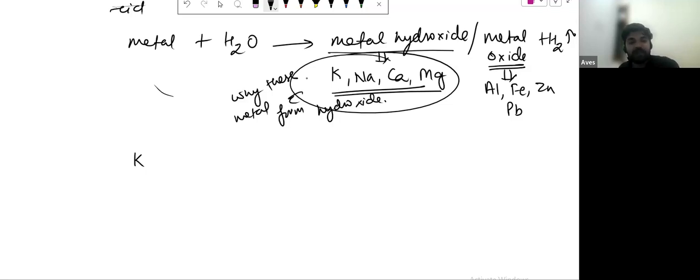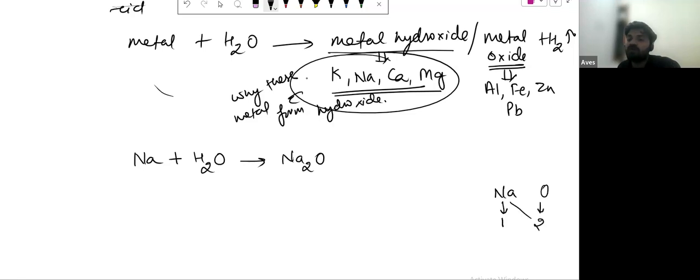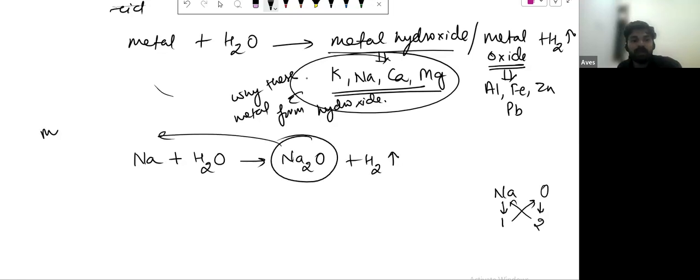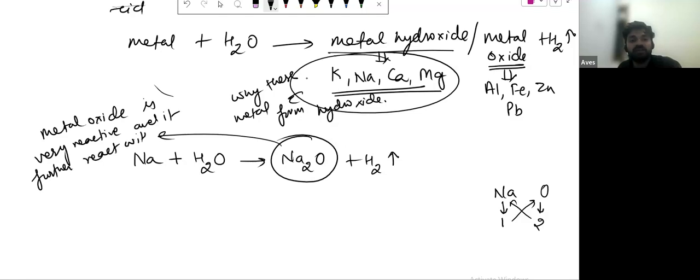Let me explain. If I take the example of sodium, Na, when it reacts with water, initially it forms Na2O, that is sodium oxide. Why am I writing Na2O instead of Na? Because the valency of Na is 1 and O is 2. To cross multiply, you will get Na2O, plus hydrogen gas is liberated. But this metal oxide is very reactive, and it further reacts with water.